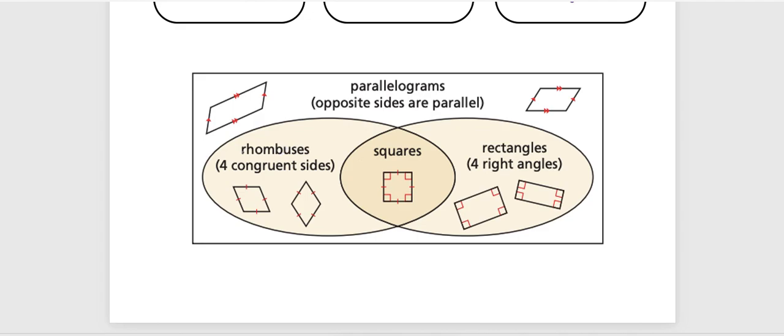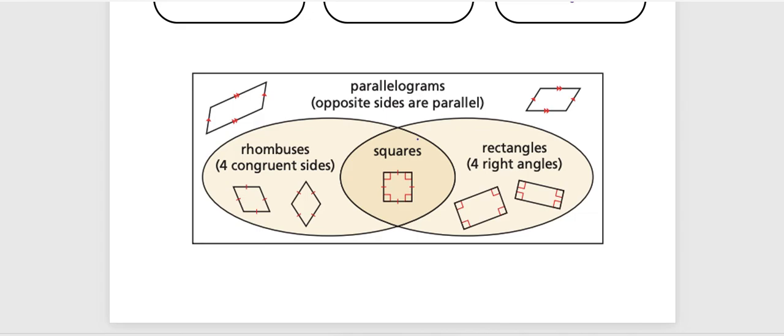For rhombus, that's 4 congruent sides. Rectangle, 4 right angles. And then right in the middle of that Venn diagram is squares, because squares, they have 4 congruent sides, they have 4 right angles, and then their opposite sides are parallel. So square is the most special type of parallelogram because it has all of the properties before it.